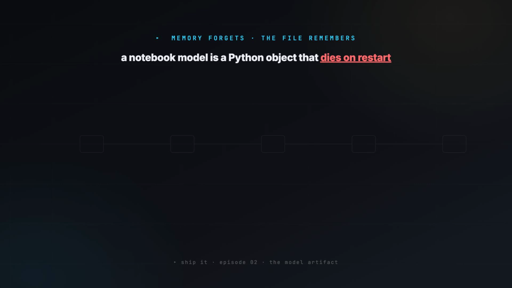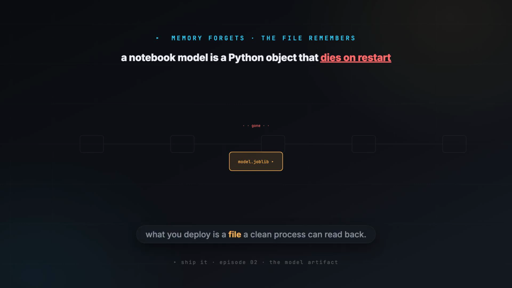A model in a notebook is a Python object holding fitted numbers, and that object dies the moment the kernel restarts. The thing you actually deploy is a file on disk that can be read back into a clean process. The pain we're removing is the one everyone hits once. You retrain, you close the laptop, and Monday you have nothing but a screenshot of the accuracy.